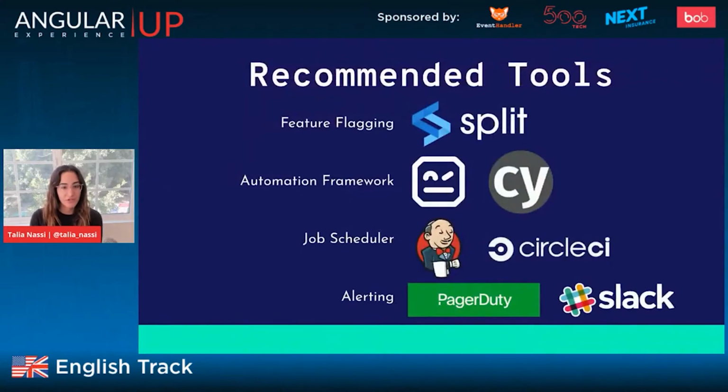So these are the recommended tools that I've used for testing in prod. For feature flagging, Split is great. An automation framework, I love Robot Framework. It's so easy to use. There's a keyword-driven library that just makes it super user-friendly. For job schedulers, Jenkins, Circle CI, I don't really have a preference. And then alerting, PagerDuty, Slack.